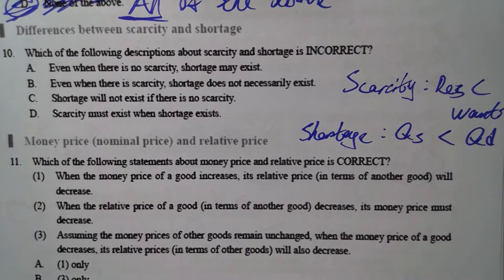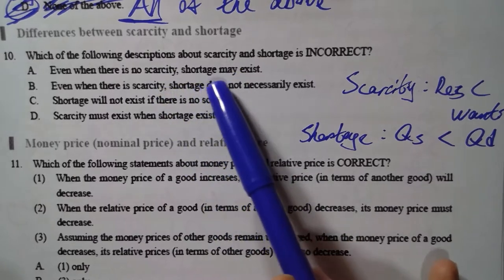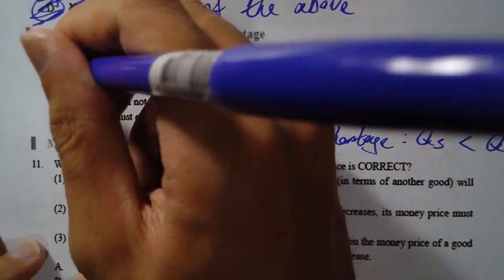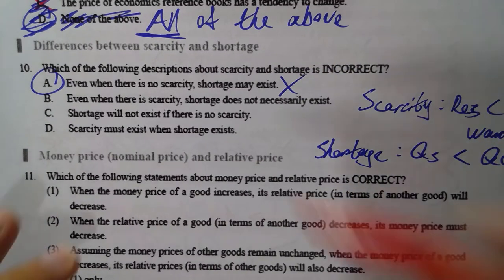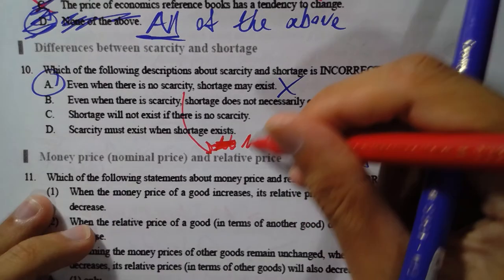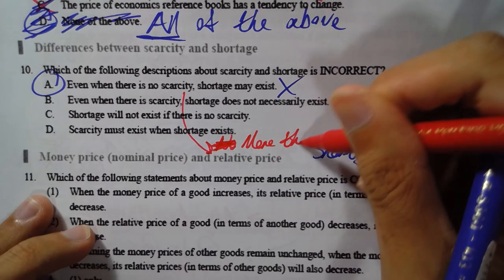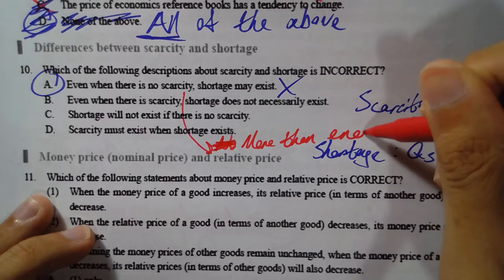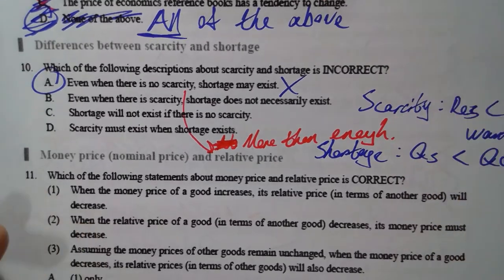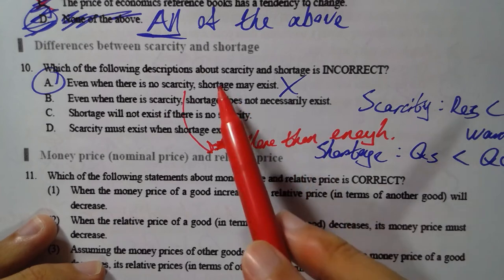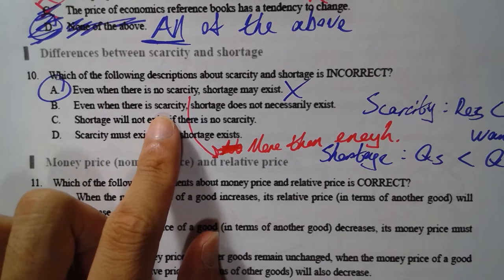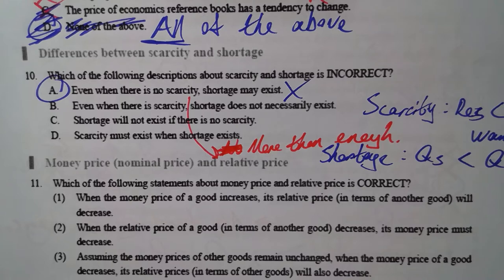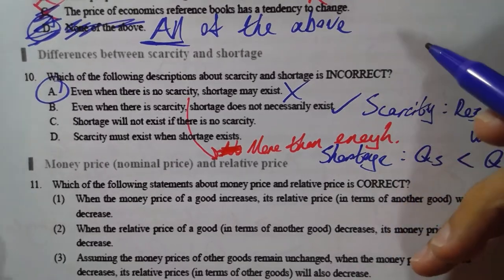又是 incorrect 啊。Even when there is no scarcity, shortage may exist. No, A is already incorrect. Now think about it. When there is no scarcity, it means there is more than enough. Right? If there is enough, then why would there be something that is not enough? So A is incorrect already. Now let's see others. Even when there is scarcity, shortage does not necessarily exist. Yes, this is correct. Now, think about it.